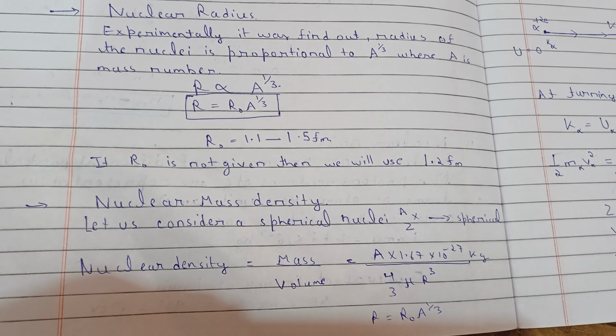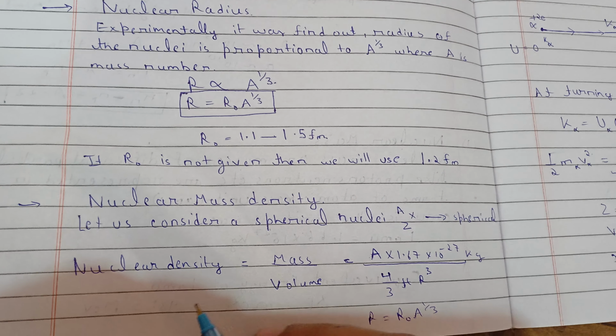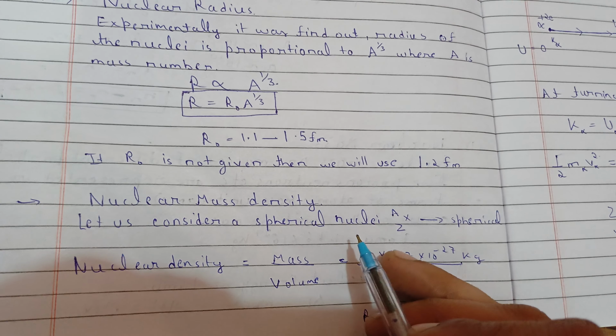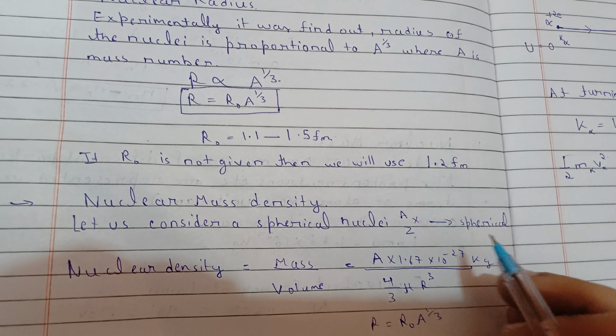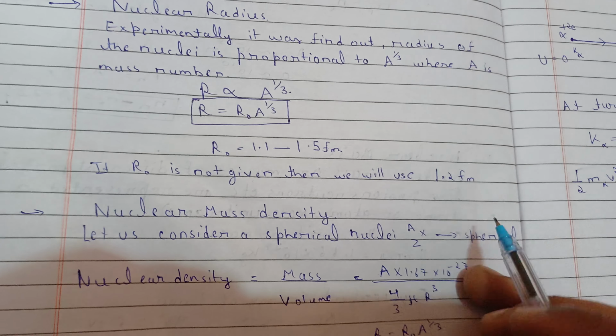Next is nuclear mass density. So what is nuclear mass density? That is the mass per unit volume inside the nucleus. For that we need to consider all the mass and all the volume. So let us consider a spherical nucleus. It is not the case that it must always be spherical, it can be oblate also. But here we are considering the spherical case.